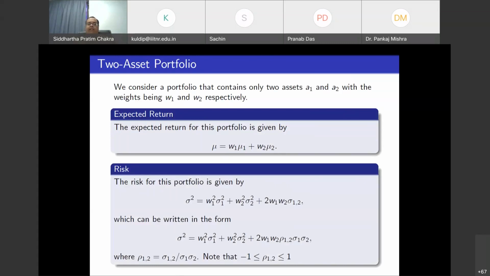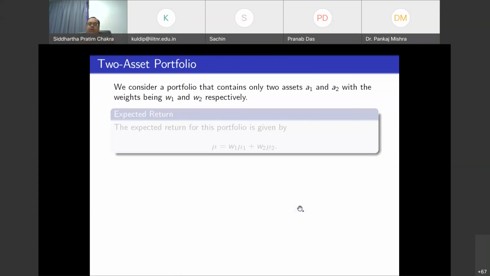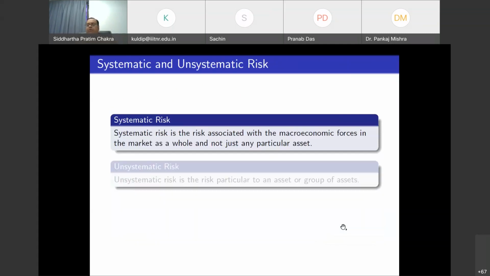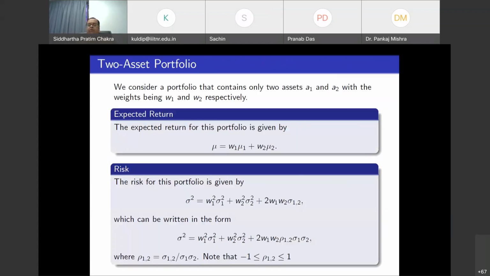Likewise, the risk is given by sigma square is equal to W1 square sigma 1 square plus W2 square sigma 2 square plus 2 W1 W2 sigma 1,2. You can easily get this from this formula by letting i equal 1 to n, j equal 1 to n. When both i and j are 1, you will get W1 square. When both i and j are 2, you will get W2 square. And when i is 1 and j is 2, or i is 2 and j is 1, you will get W1 W2. So that becomes twice W1 W2 into sigma 1,2.